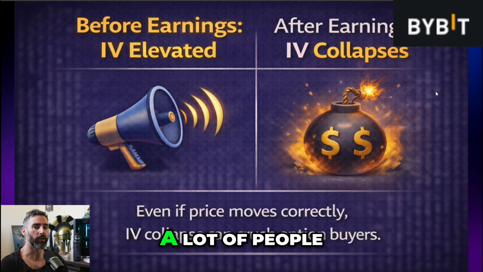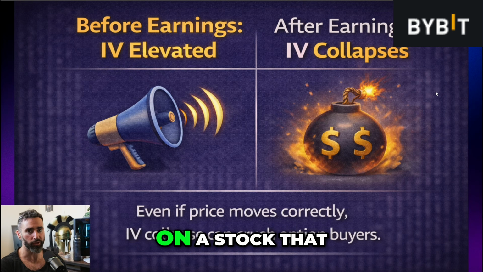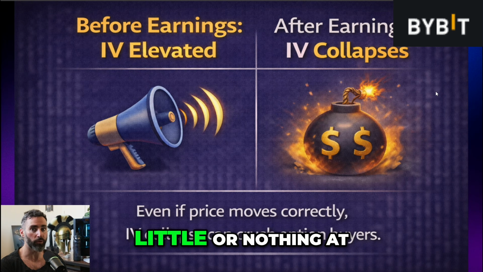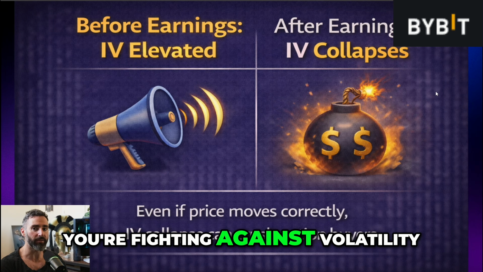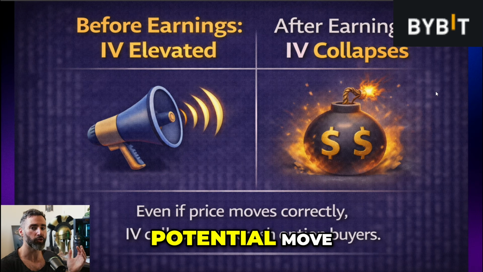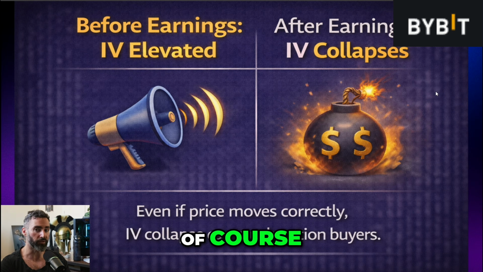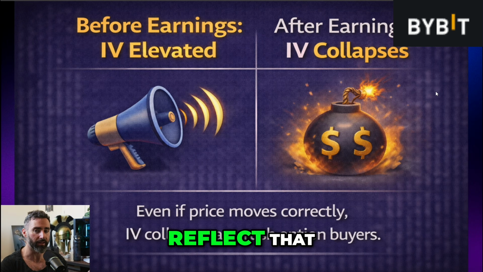And this is why a lot of people who think they're outsmarting the market by buying calls, if they're bullish on a stock that they think is going to have good earnings, end up either making very little or nothing at all, or losing. And it is because you're fighting against volatility. Those options are naturally priced to reflect the potential major move that might occur during, of course, an earnings report. And everyone's thinking the same thing. So naturally, market makers are going to price those options to reflect that.